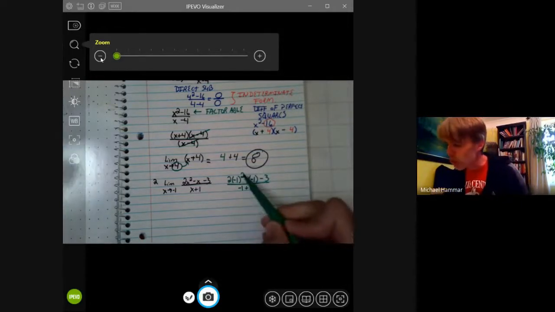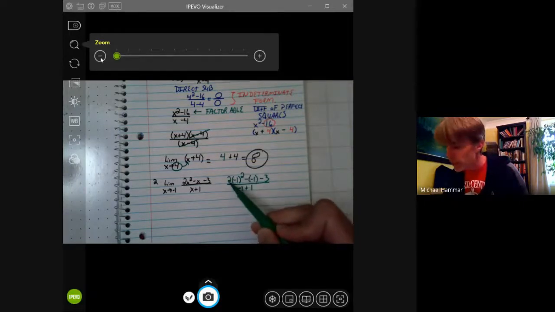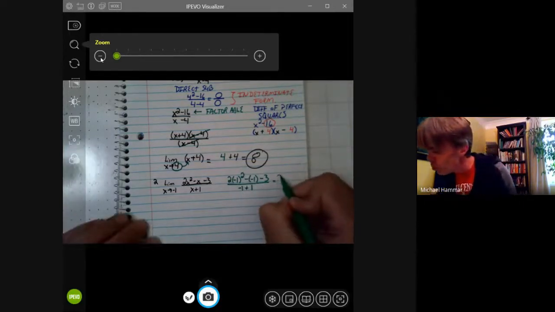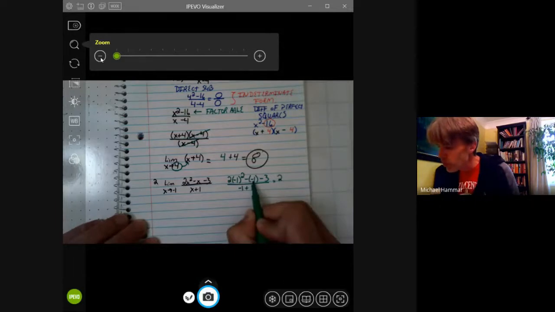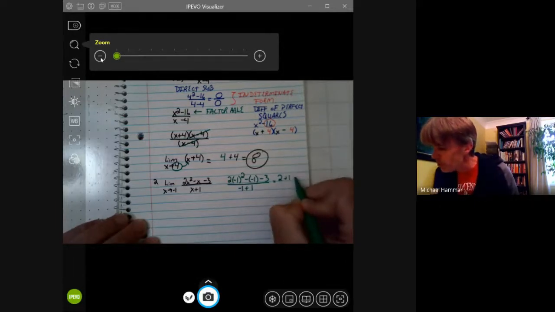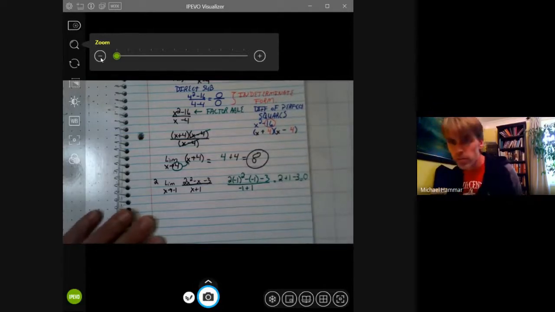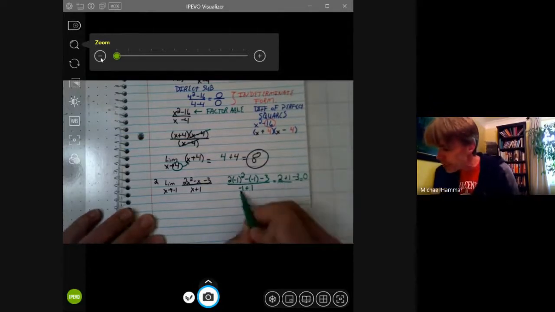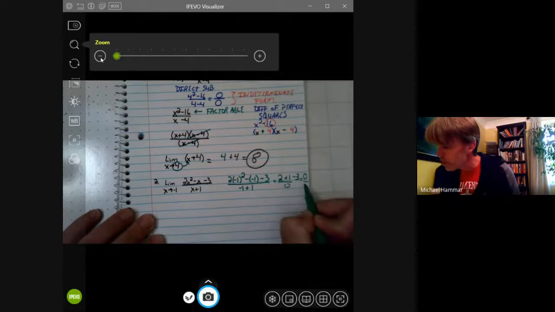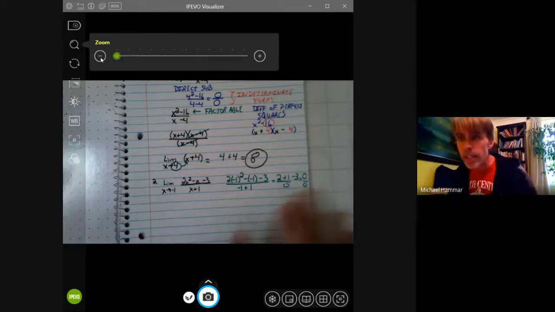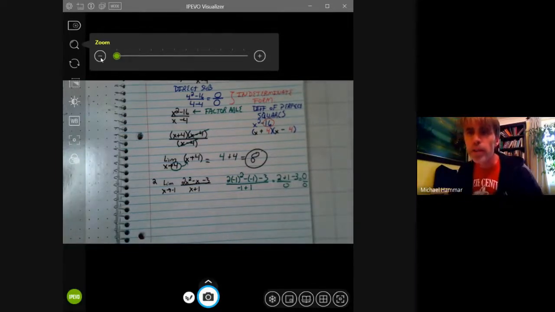We have -1 squared, which is 1, times 2 is 2. -1 and -1 is a plus 1, and then minus 3. So of course, the numerator is 0. And then the bottom is -1 plus 1, which is 0. So yes, we get the indeterminate form when we substitute -1 in, and the limit does not exist by direct substitution.